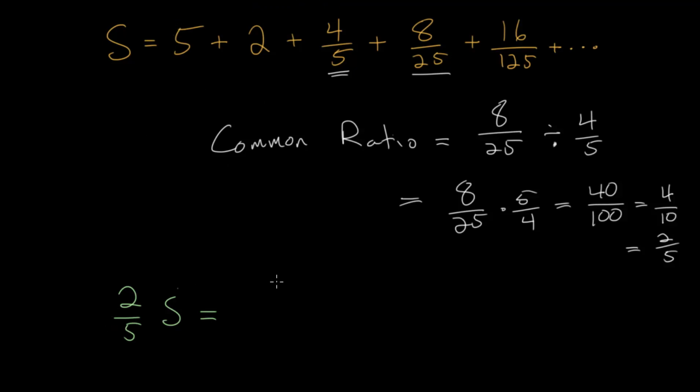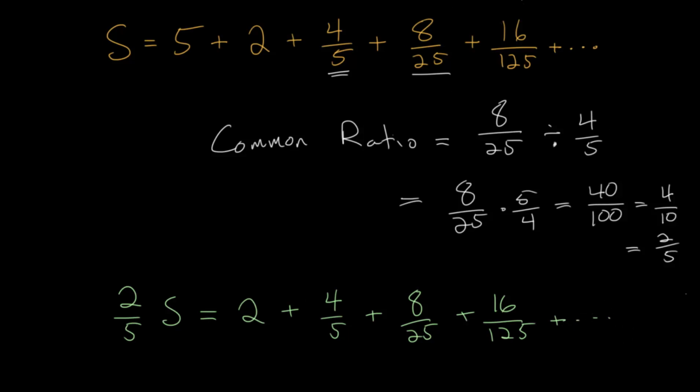And 5 times 2/5 is just 2. 2 times 2/5 is 4/5. And 4/5 times 2/5 would be 8/25. And 8/25 times 2/5 would be 16/125. And of course, you could keep going. 16/125 multiplied by 2/5 would be 32/625. And of course, it's infinite. It's going to go on forever.